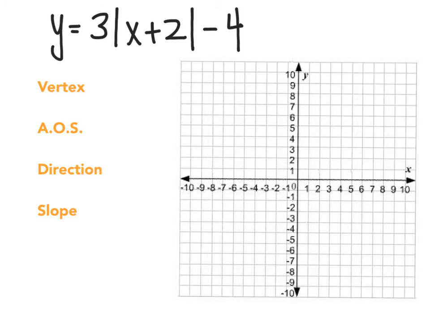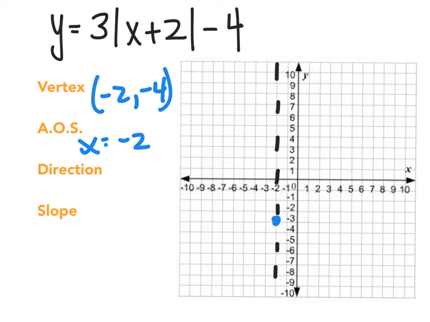Alright, now I have a 3 out here in the front. So how is that going to change the graph? Is it going to make it wider or more narrow? Well, let's look. First of all, the vertex we can see is at (-2, -4), putting our axis of symmetry at x equals -2. So let's go ahead and plot that.